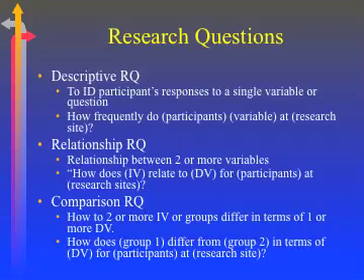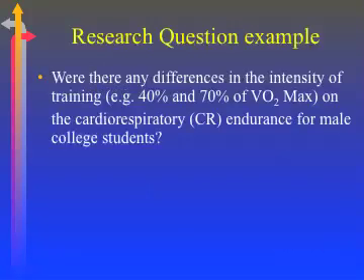The other ones are comparison research questions. How do 2 or more independent variables or groups differ in terms of 1 or more dependent variables? Now, we use relationship and comparison research questions the most for this class. And so how does group 1 differ from group 2 in terms of the dependent variable for the participants at a research site? So I'm going to give you an example of a research question that's based on our previous example of our purpose statement.